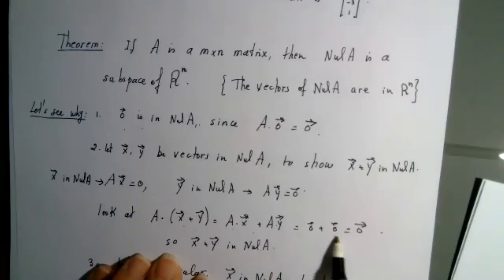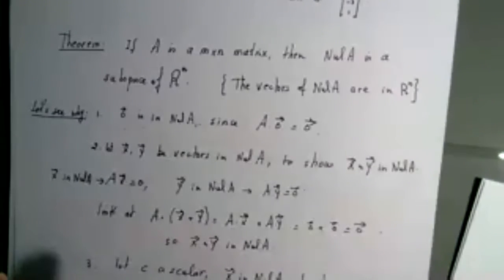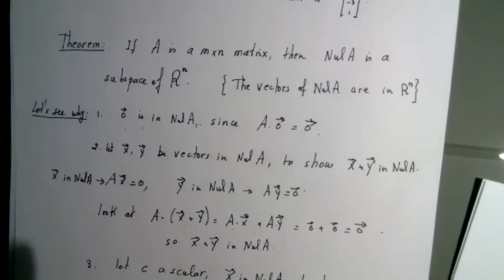So I have 0 plus 0 equal to 0. It means x plus y is in the null. For you, it means if I give you two vectors that solve the homogeneous system, equal to 0, and homogeneous system is important, their sum is also a new solution to your system. So you already have another solution.